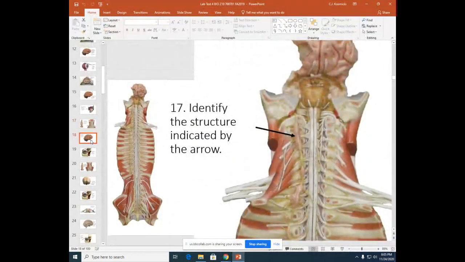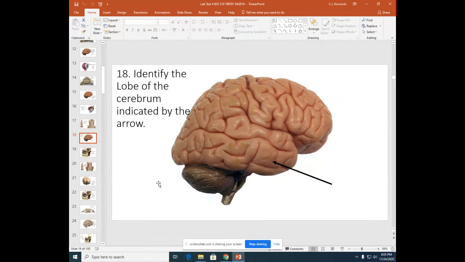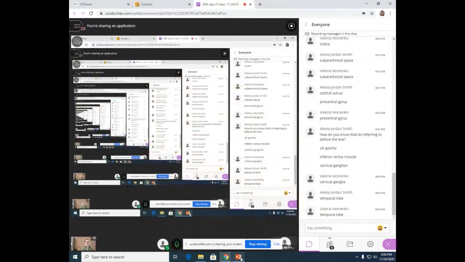Well, good job, nonetheless. Back to the brain. Identify the lobe of the cerebrum indicated by the arrow. This should be easy now. It's one of the visible lobes. So now you have a 1 in 4, 25% chance of getting it right, because you can see it. All right, what are you folks thinking? What are we looking at here? Temporal lobe. Is everyone seeing that? Okay. What do we got? Temporal lobe. Very good.